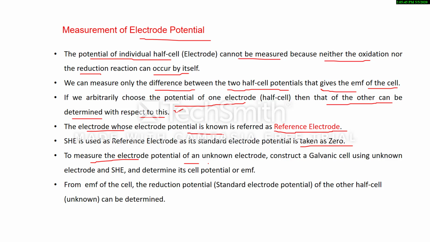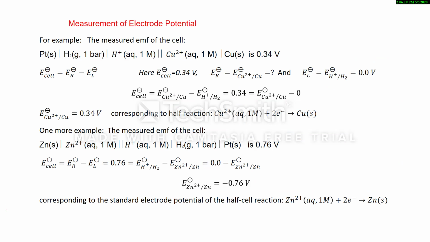To measure the electrode potential of an unknown electrode, we will construct a galvanic cell using this unknown electrode and SHE and determine its cell potential or EMF. And from this EMF of the cell, the reduction potential, which is considered as the standard electrode potential of the other half cell, that which is unknown, can be determined. It means first we construct one galvanic cell. In this galvanic cell, one is the reference electrode, which is SHE, and another is the unknown electrode, and we will determine its EMF. Now just see, this is one example.